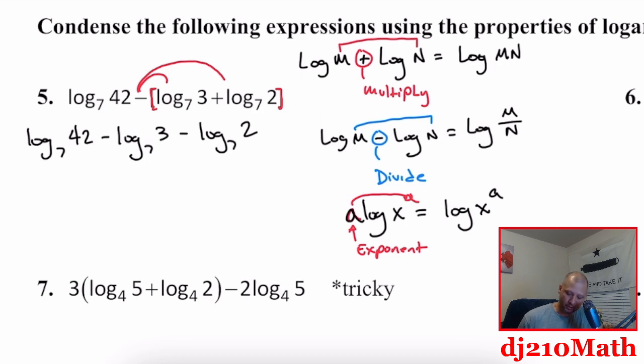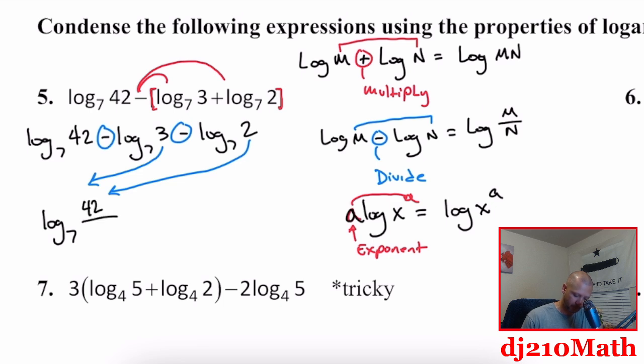The thing I notice is that it's minus. So when we're subtracting logs, we have to divide. So ultimately, these guys are going to go underneath 42. So what I'm saying is log base 7 of 42 over 3 times 2.